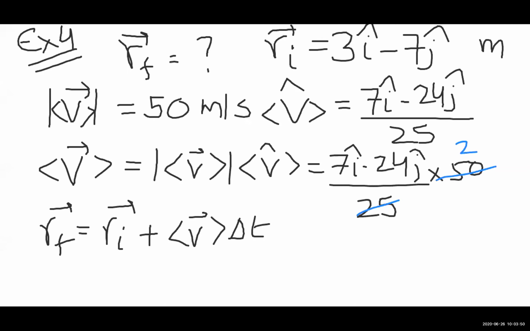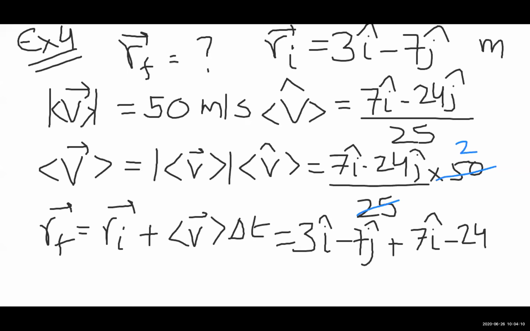So this would give us 3 I cap minus 7 j cap plus कितने टाइम के बाद निकालना है हमें 3 seconds plus 7 I cap minus 24 j cap into 6 क्योंकि 2 तो पहले से है यहाँ पे और डेल्टा t की वैल्यू 3 है ये into 6 हो गया.